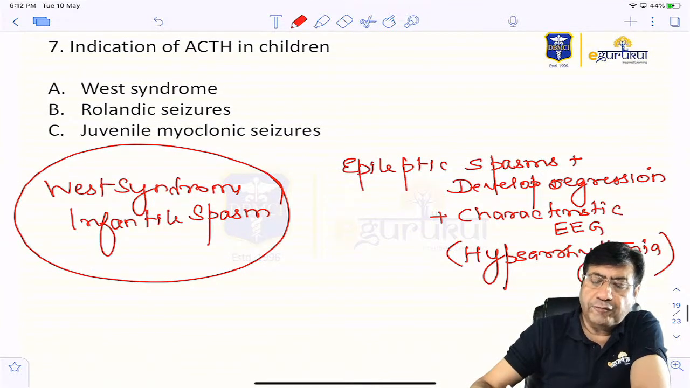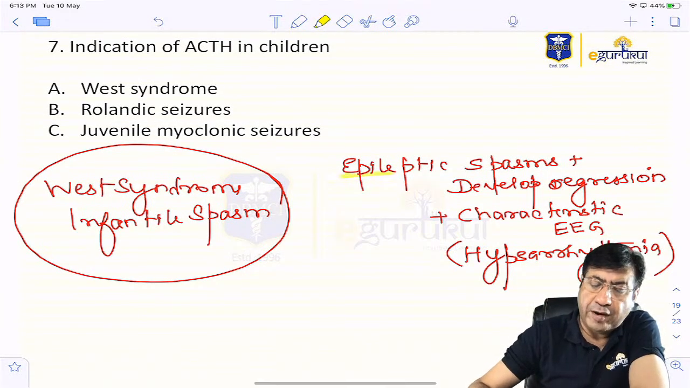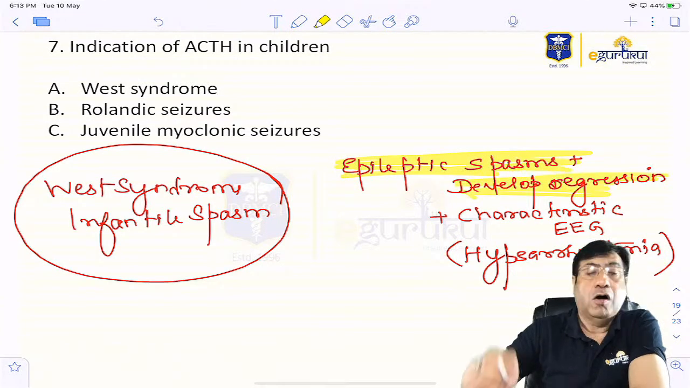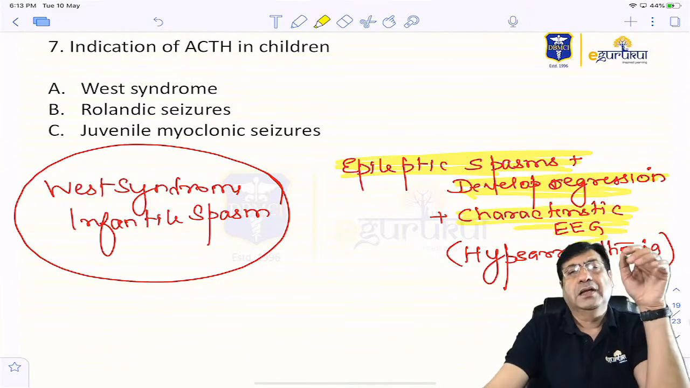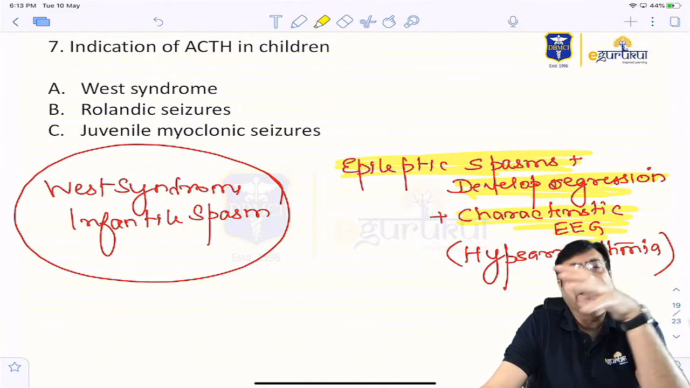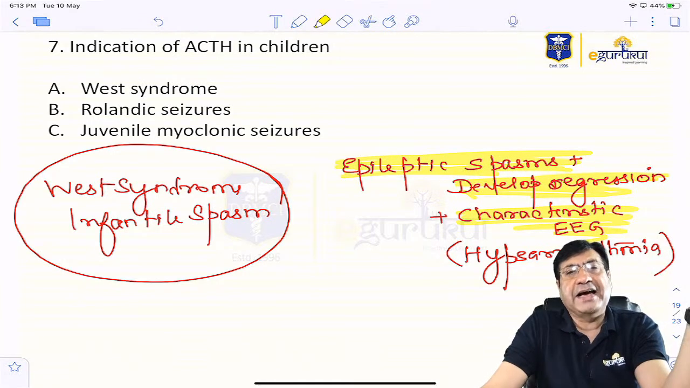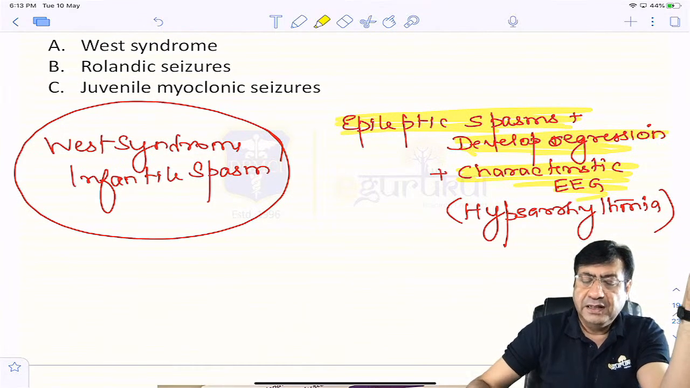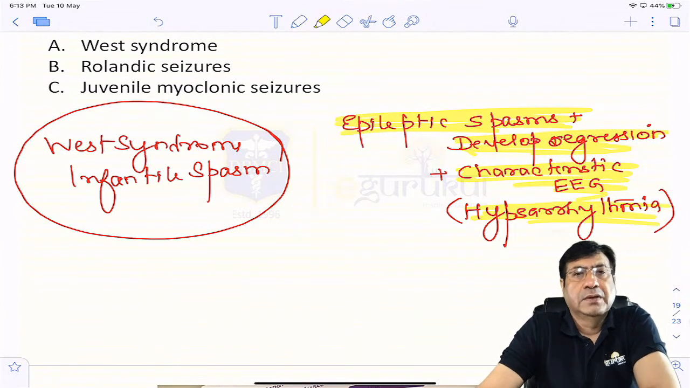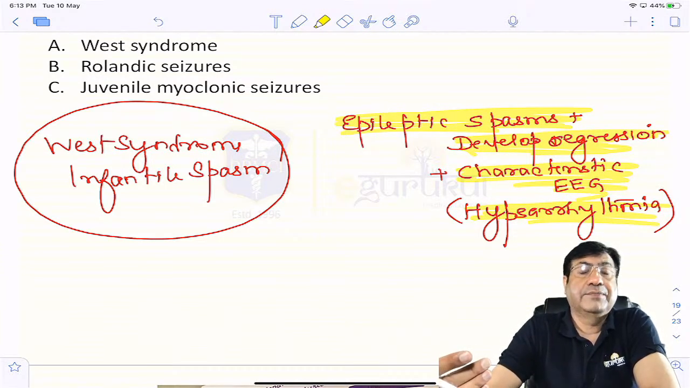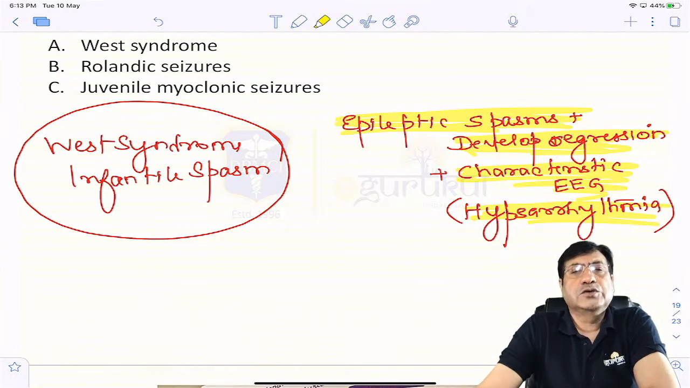So a combination of epileptic spasms, developmental regression or psychomotor regression, and a characteristic EEG pattern with high amplitude spikes with a chaotic or disorganized background rhythm, which is called hypsarrhythmia. This is West syndrome or infantile spasms. It is believed that this was first identified by Dr. West in his own child, and since then this disorder is known as West syndrome.